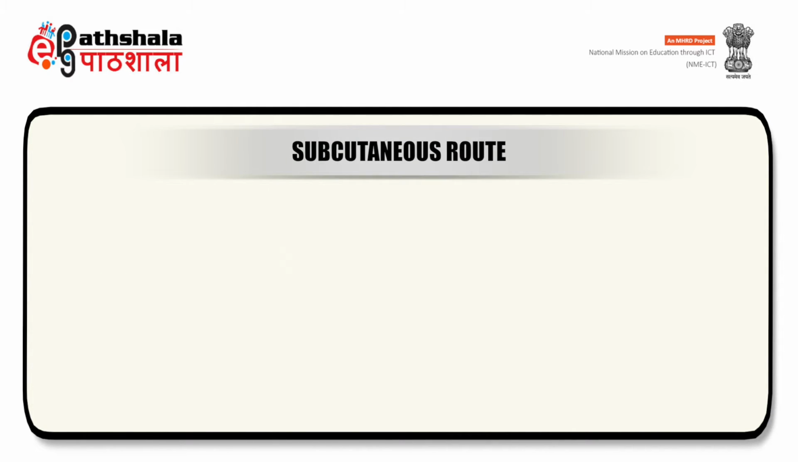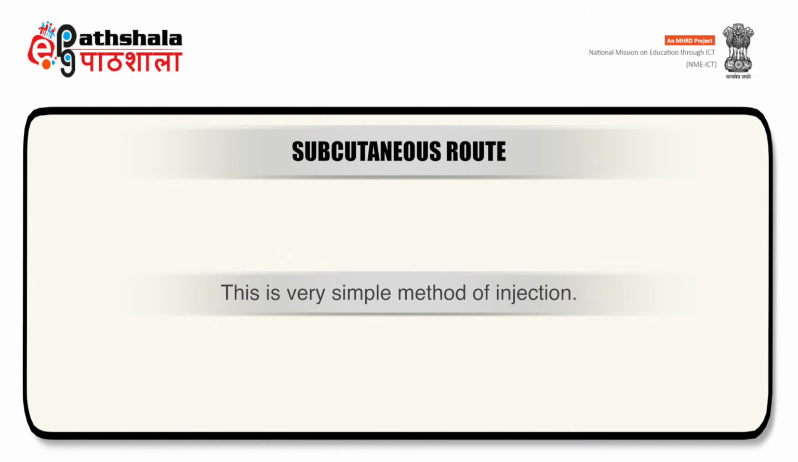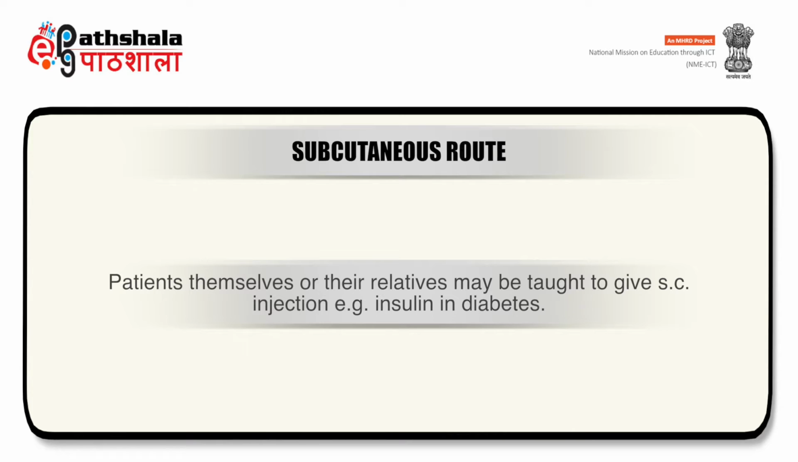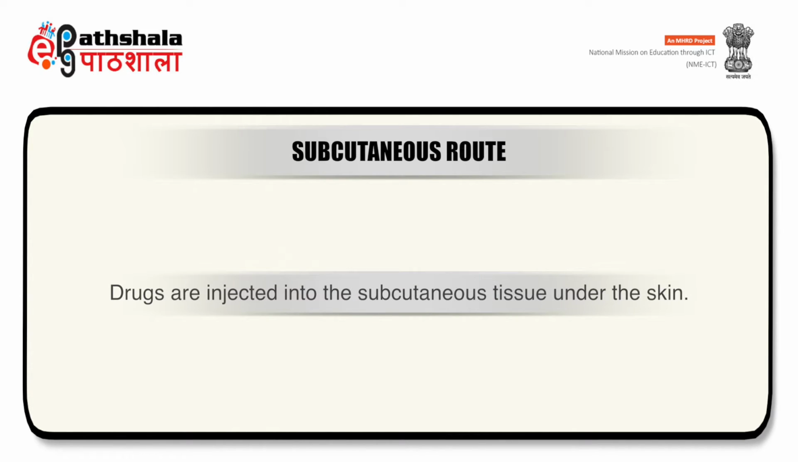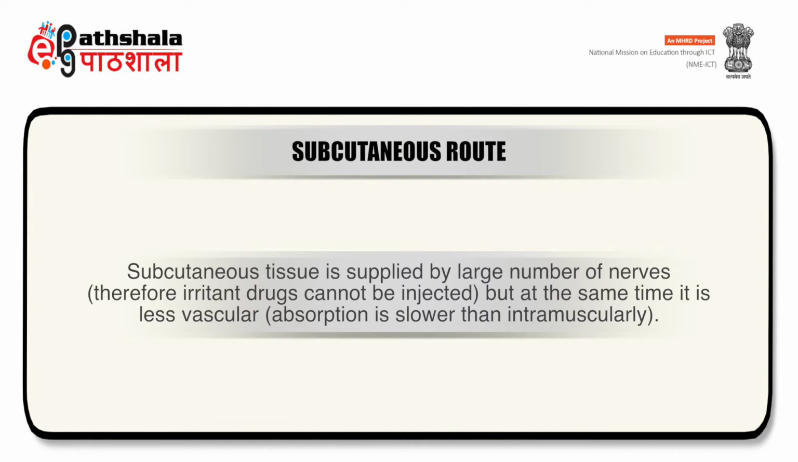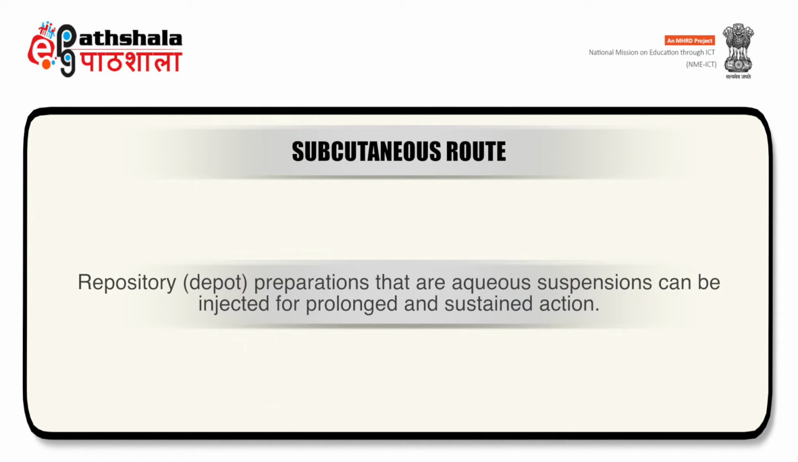Now, we'll discuss about subcutaneous route. This is the very simple method of injection. Patient themselves or their relatives may be taught to give subcutaneous injection. For example, insulin injection in case of diabetes. Drugs are injected into the subcutaneous tissue under the skin. Rate of absorption is slower than that of intramuscular injection. Subcutaneous tissue is supplied by large number of nerves, therefore irritant drugs cannot be injected, but at the same time it is less vascular. Absorption is slower than intramuscularly. Repositories or depot preparation that are aqueous suspension can be injected for prolonged and sustained action.